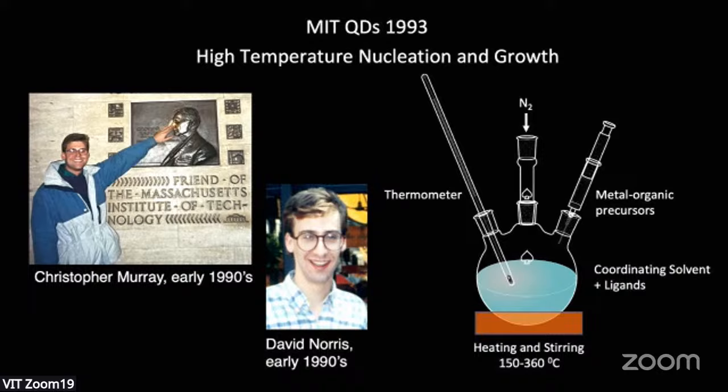Then once this nucleation event happens, we have a slower growth where we can monitor the growth. And when we have the size that we want, we can just stop the heat and we're done. So it's a very, very simple process, all done under nitrogen.